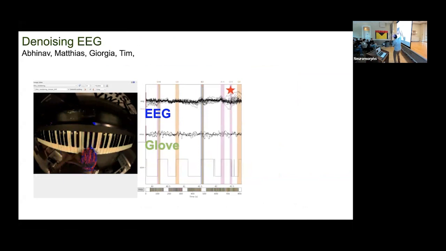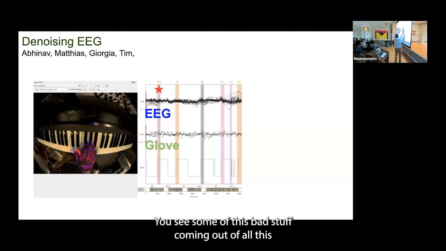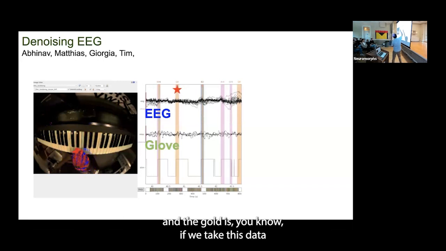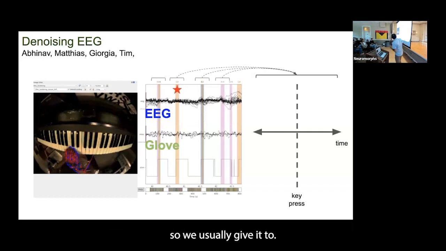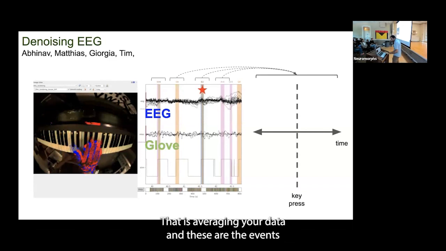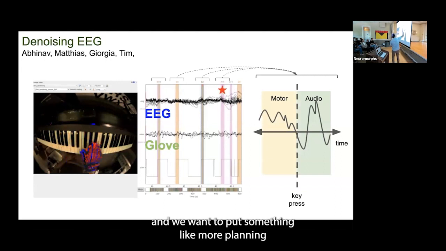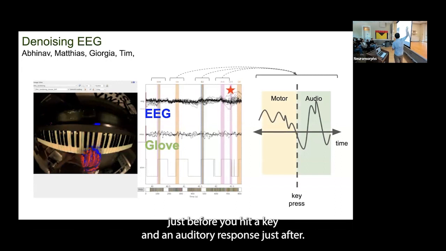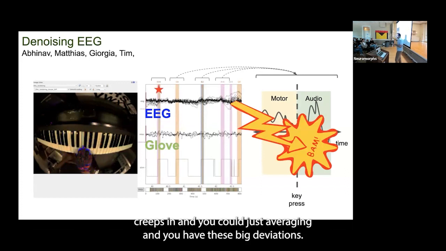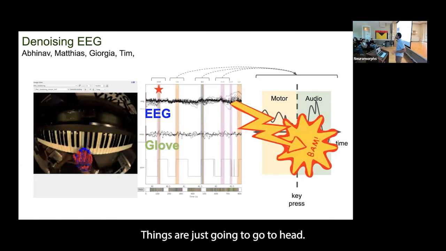The goal is, every time any of these events happen, you see some bad stuff come along. That's because of the motion when you're trying to play these different keys. Usually we take all these key presses and align them up, think of it like an oscilloscope that is averaging your data, and these are the events. We want to look for something like motor planning just before you hit a key, and an auditory response just after. Instead, what we get is garbage, because all of this other stuff creeps in, and if you're just averaging and you have these big deviations, things are just going to go to hell.